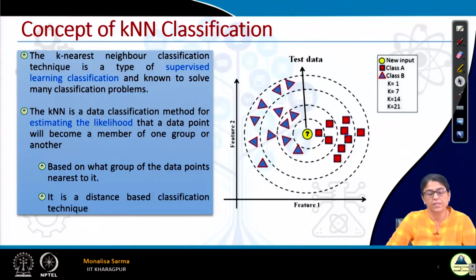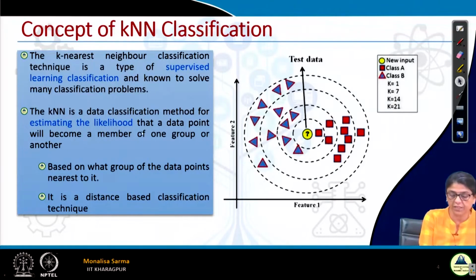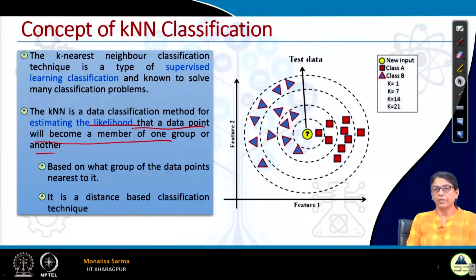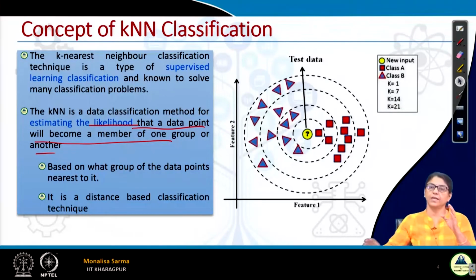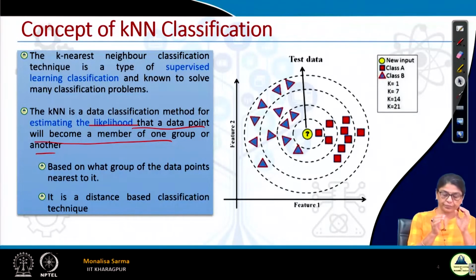The KNN is a data classification method for estimating the likelihood that a data point will become a member of one group or another. What does that mean? Meaning, we try to find out the similarity index, as I discussed in my last lecture. Suppose there are two different classes of data and, given a set of attributes, we want to find out which class this observation belongs to, class A or class B.